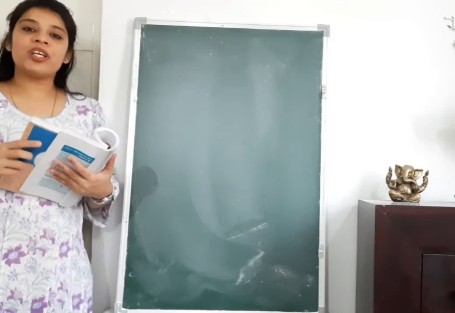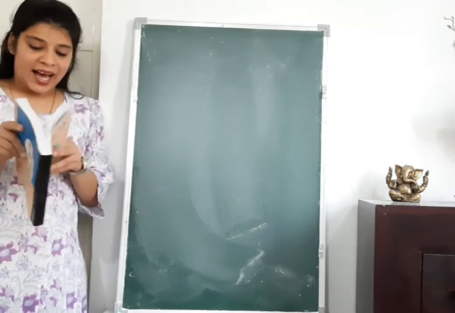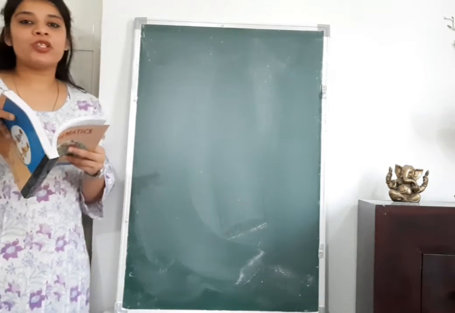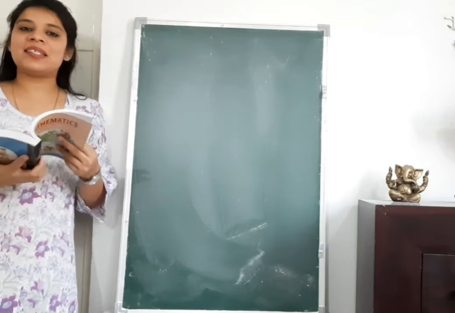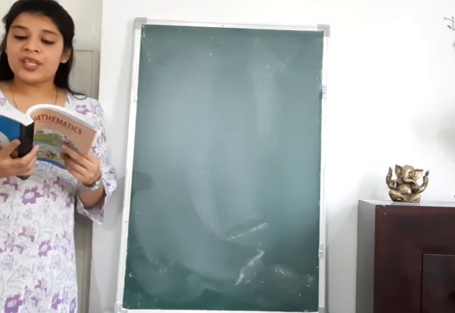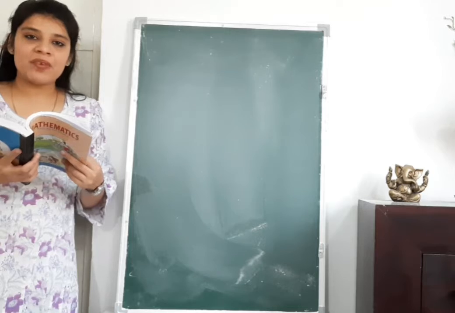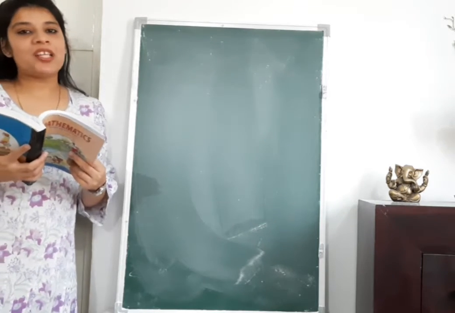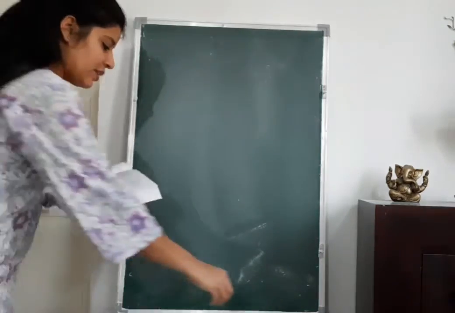In my last video of arithmetic progression, I have discussed till question number 16 of exercise 5.2 class 10 NCERT CBSE textbook. Today I am going to start with question number 17 of chapter 5 exercise 5.2 on page 107. So let's start.